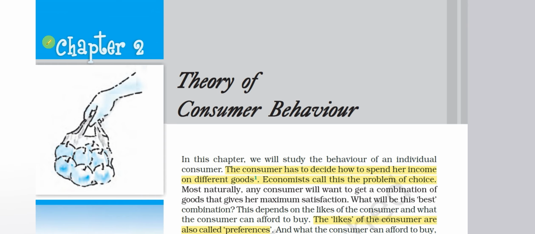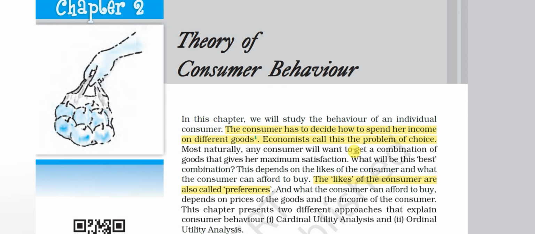In this part, chapter 2 of microeconomics, we are beginning the theory of consumer behavior. So, what is the problem of choice? The problem of choice is how a consumer decides how to spend his income on different combinations of goods. Okay?